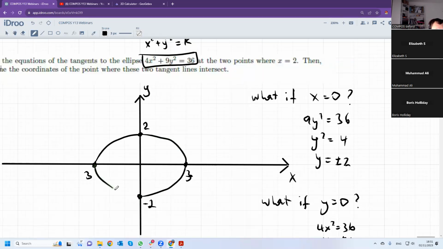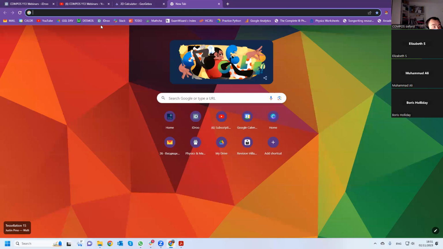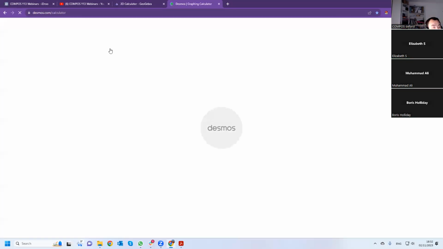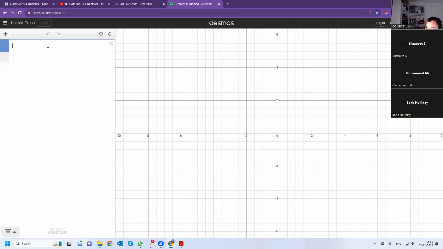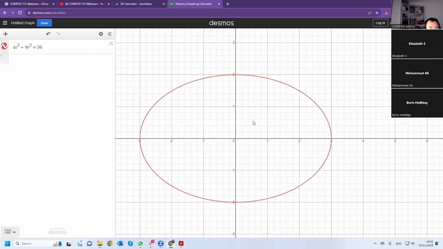Here's the ellipse. And just to be on the safe side, go to Desmos. Is it 4x squared plus 9y squared equals 36? Haha, here it is. A beautiful ellipse.